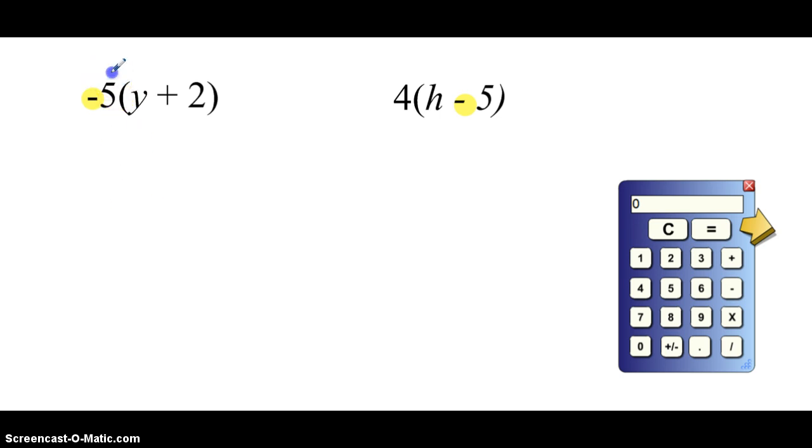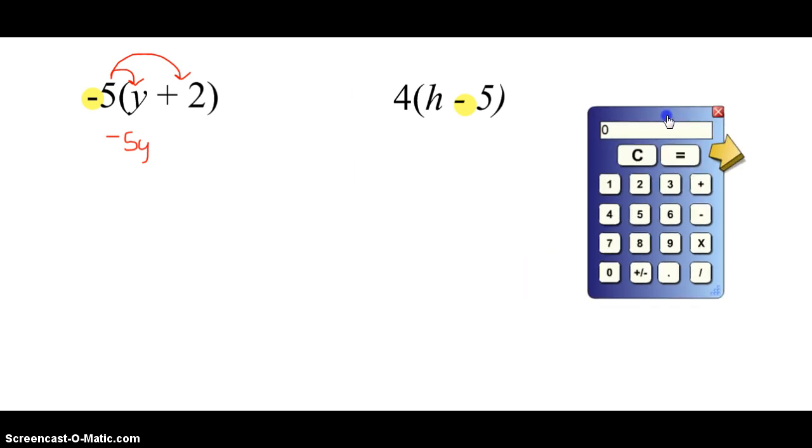And we're going to distribute this to the y. Well, we know that nothing is going to change. It's going to be a minus 5y. But here's where it gets really interesting. I'm going to give the 5 to the 2. So I'm going to come over here to my calculator, and I want you to see what happens when I do this. I have a negative 5, and I'm going to multiply that by 2. And when I do, you notice that I have a negative 10.